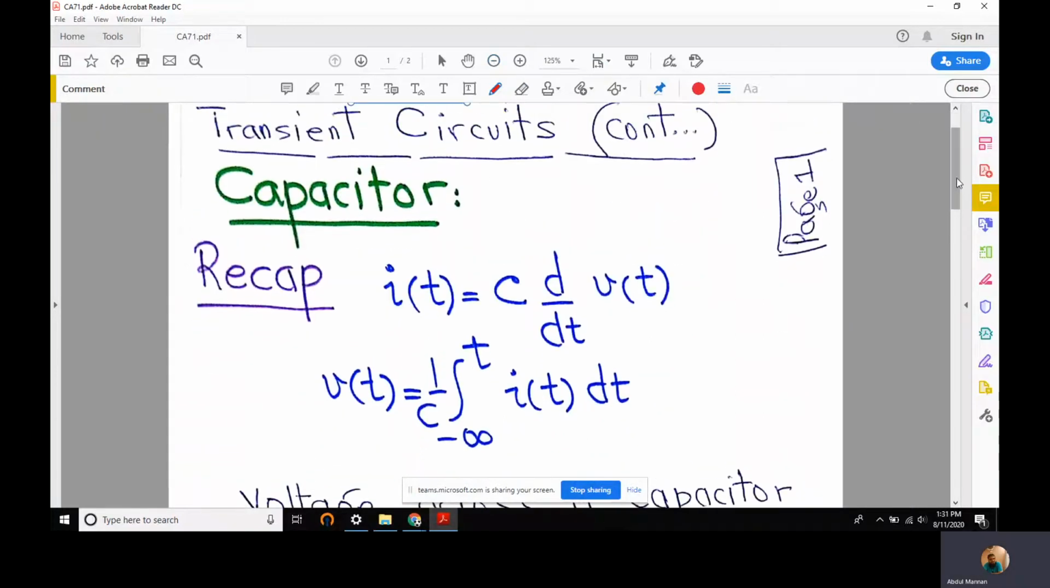In the last lecture we studied that current through capacitor, i_C(t), is C times the time derivative of v_C(t). The current through capacitor is based on the time derivative of the voltage across capacitor times its capacitance. We also studied that this expression can be written in reverse, that the voltage across capacitor can be computed using the current flowing through it by integrating it over time from minus infinity to t and dividing by the capacitance.